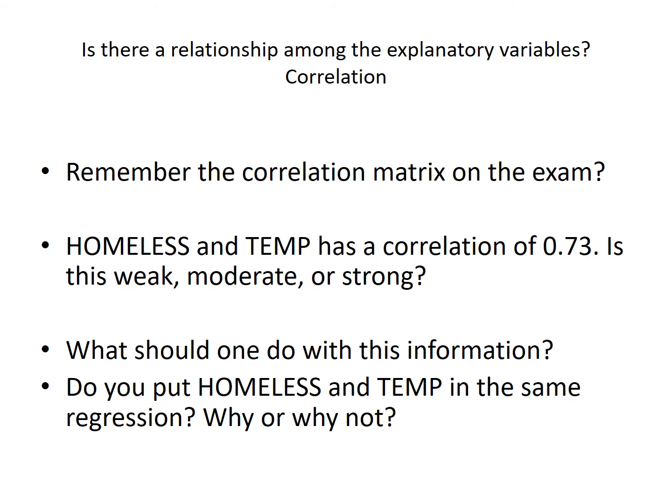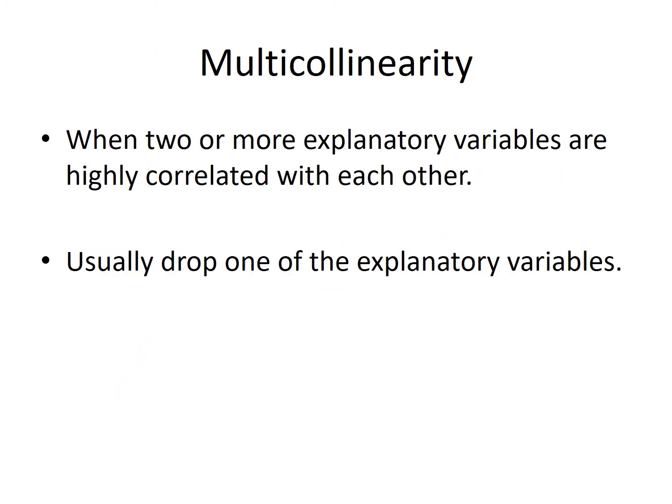So we wouldn't, because they have high correlation, right? You're basically saying the homeless and temperature are measuring in some way the same kind of stuff in your model, so you wouldn't put them in the same model for your multiple regression. So we'd have multicollinearity if we put temperature and homelessness in the same equation, because it was 0.73, right? Which means two or more explanatory variables are highly correlated with each other, and so we usually drop one of the explanatory variables or run the models separately.